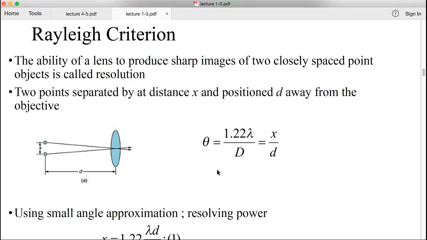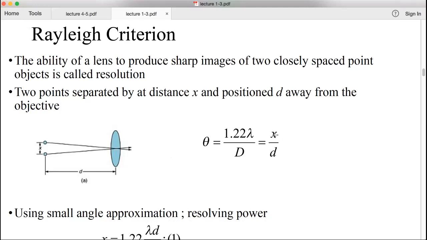To produce a sharp image resolving two closely spaced point objects is called resolution for that lens. Now we have 2 point objects separated by a distance x, positioned away from the lens at a distance d. Then we can use the small angle approximation and say x equals d theta, like s equals r theta, where s is the arc length, r is the radius, and theta is the angle of the arc.